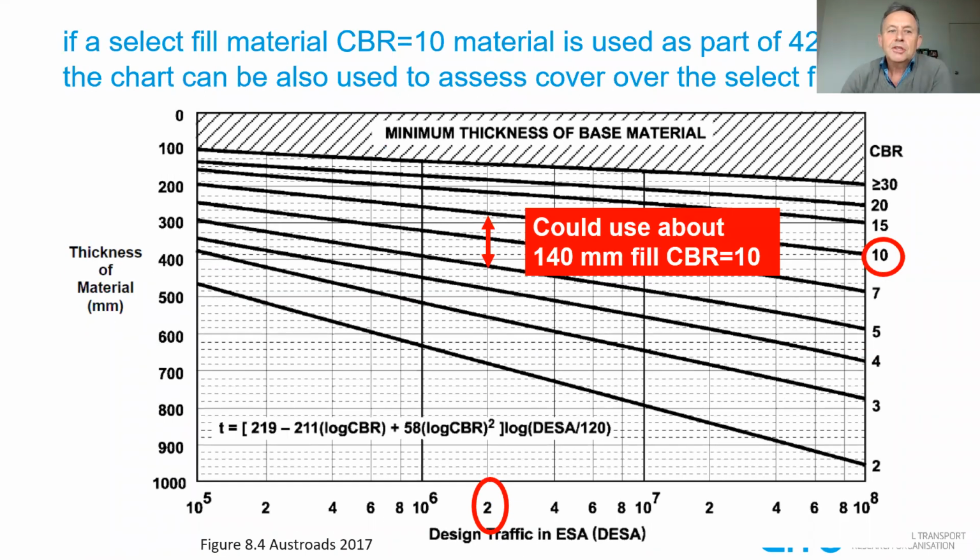Now, in terms of the material, how that 420 might be made up, you could, for example, use 140 millimeters thickness of a select fill layer with a CBR of 10. And you can see on the design chart that for CBR 10 material, which this select material is, it requires about 280 millimeters of cover. So you could use select fill, but it would only be used over that 140 millimeter thickness range. That fill itself needs cover of 280 millimeters to inhibit deformation a bit.